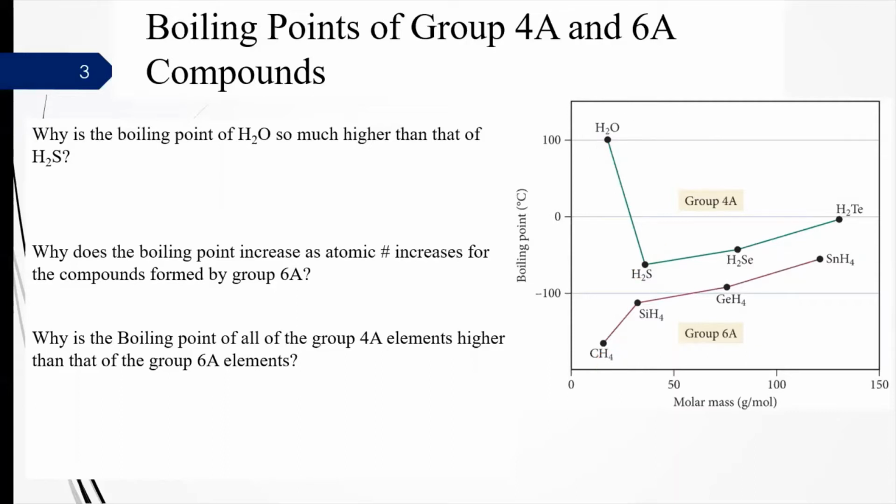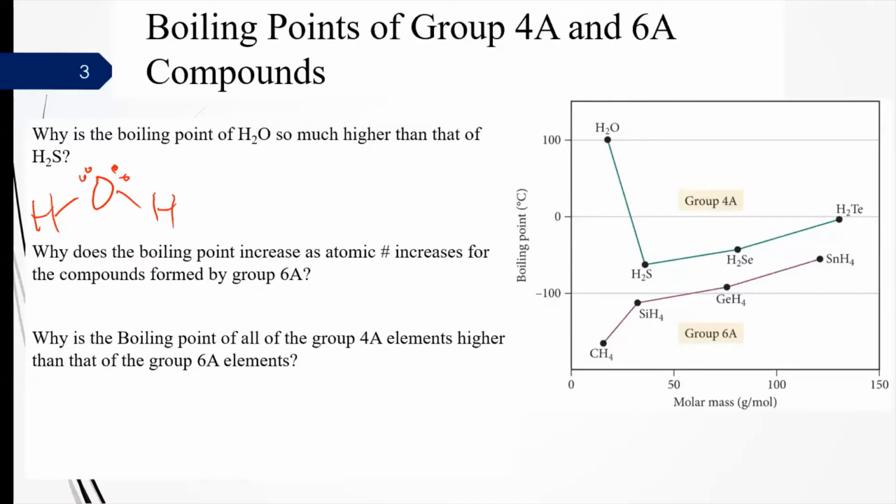And so you want to think about what the big component is. And so sometimes it helps to draw out your Lewis structures or your 3D structures. So if we're looking for water, why is water higher than H2S? Well, water's Lewis structure looks like this. Two lone pairs on the oxygen. Each hydrogen is connected to that oxygen.